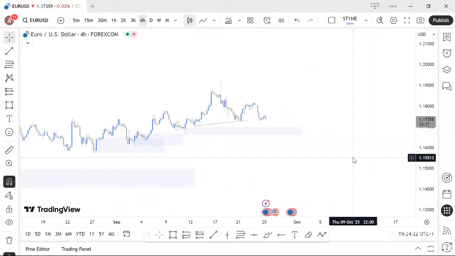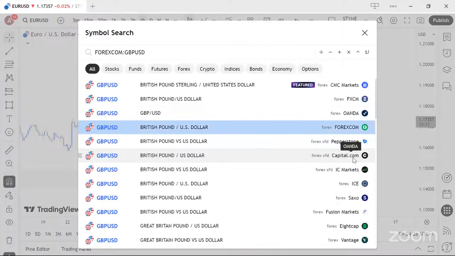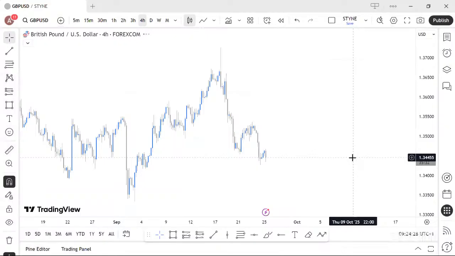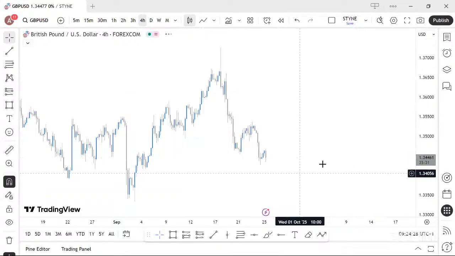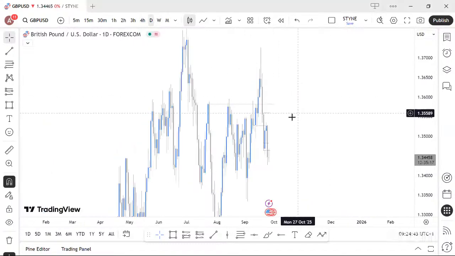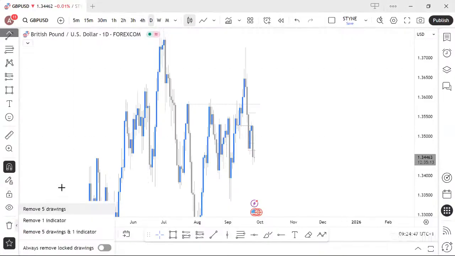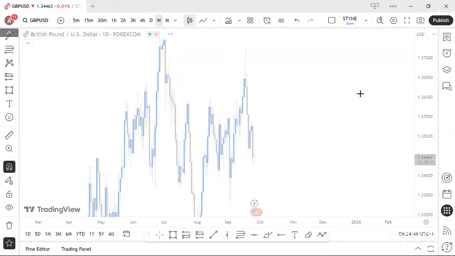Okay, so do we have anything for GU? Let's see. Okay, my screen, I have many things on my screen. Let me go ahead and delete so that, okay, so let's go from the higher time frame.